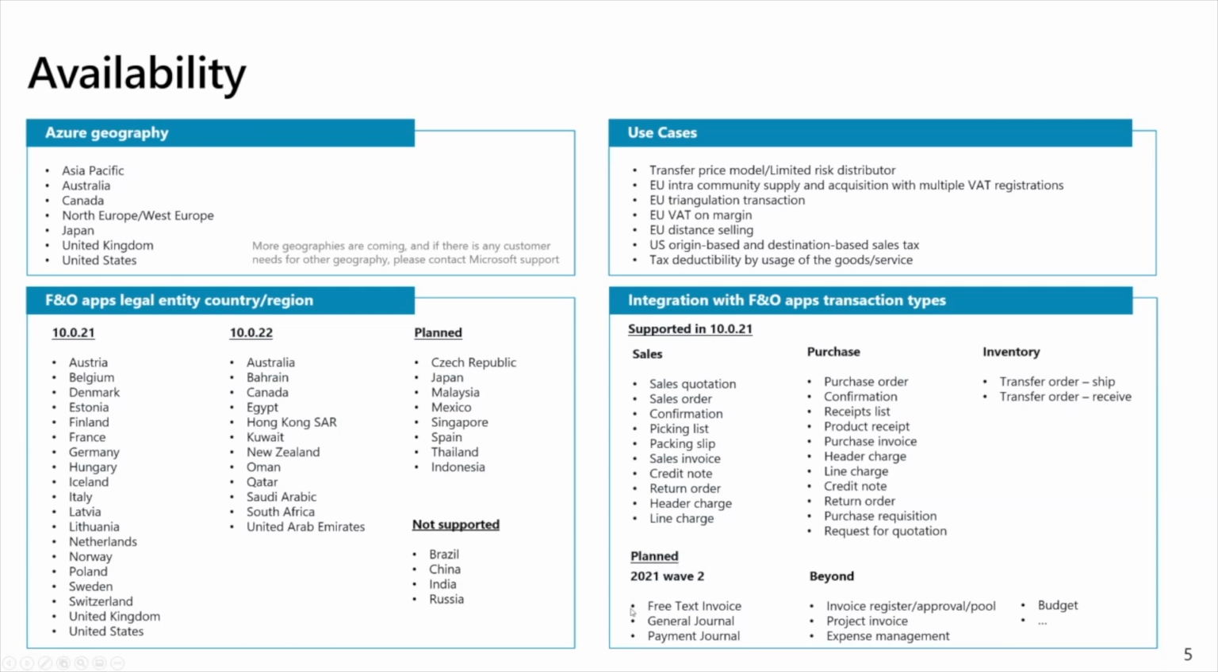And on our roadmap, we plan to support free text invoice and general payment journal in 2021 wave 2, which means October this year to March next year, they will be supported. And on the roadmap, we will also support more transactions: invoice register, invoice approval, invoice pool, project invoice, expense management, and the budget. Just monitor our release plan for the detailed timeline of when they will be supported.